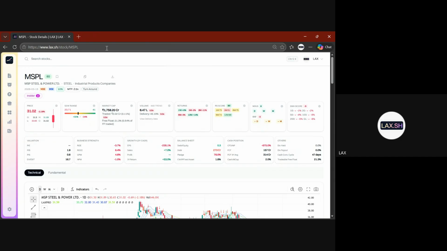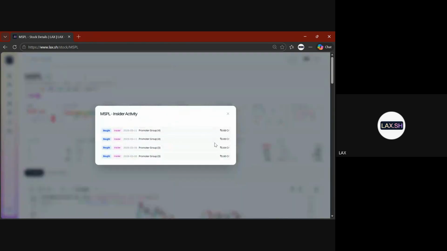758 crore company. So 14 crore is how much? A little less than 1%, right? So there is only 21% float. The promoter has already bought 1% in the last 5 days. That tells you what? Look at this.